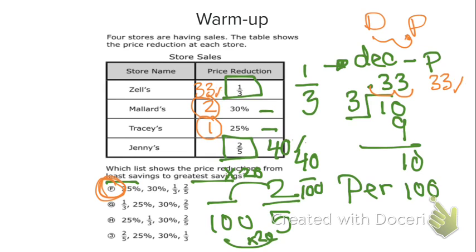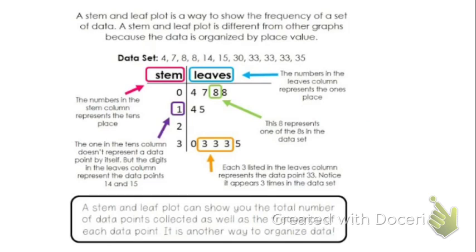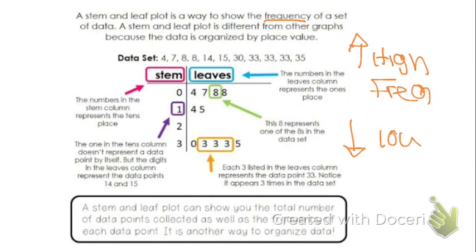Now, we're going to go ahead and talk about stem and leaf plots. A stem and leaf plot is a way to show the frequency of a set of data. If you remember from all of our previous lessons, the word frequency means how many times something occurs. If something has a high frequency, that means it happens a lot. And if something has a low frequency, it means it doesn't happen very much. So frequency is how much a number occurs.